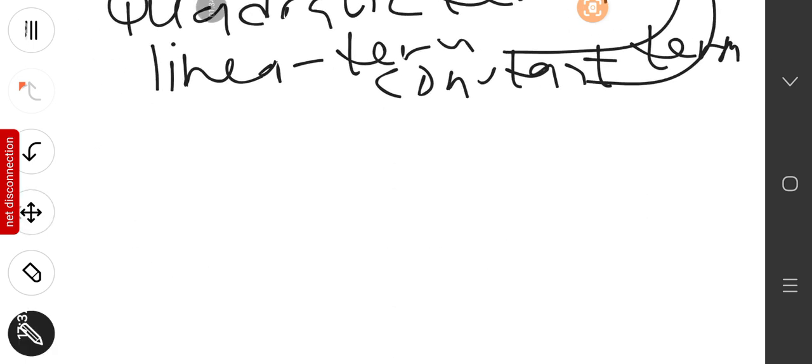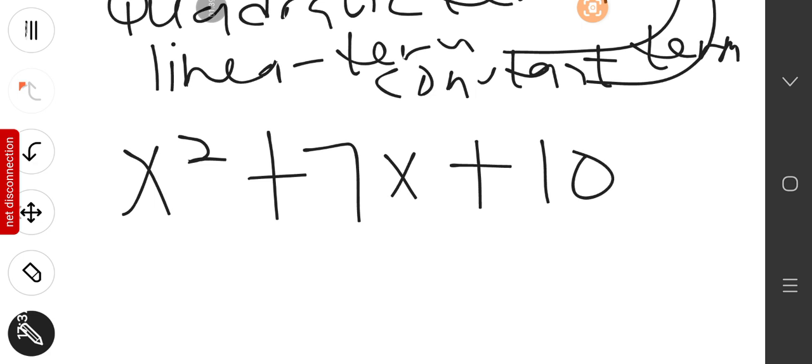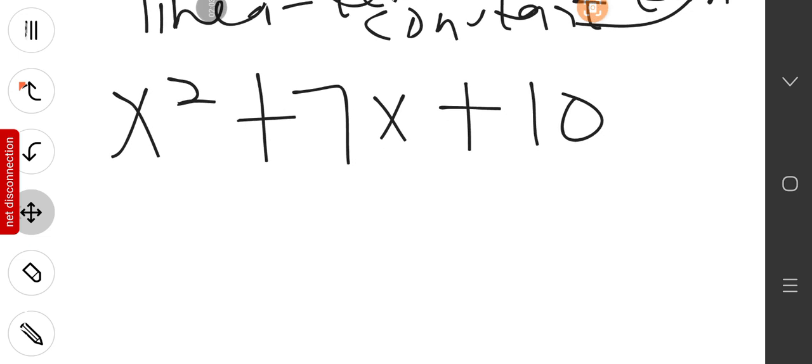So we have x squared plus 7x plus 10. Now the first thing we do is to multiply 10 by the coefficient of x squared. There's a number here, and that number is 1, but it's not written. So we multiply 10 by that 1, and that gives us 10. The next thing we do is to look for numbers that we can multiply to get 10.